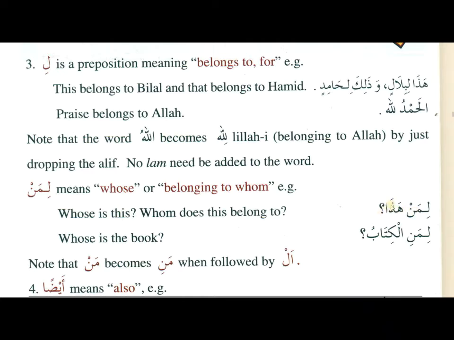Liman haza. But whenever we have sukoon with alif lam, like there we have noon sukoon with alif lam, there is a rule that says in Arabic two sukoons can't come together. So in that case we need to change the sukoon into kasra, limanil kitab. So whenever two sukoons come together we change the sukoon into kasra. You will learn about this later inshallah.